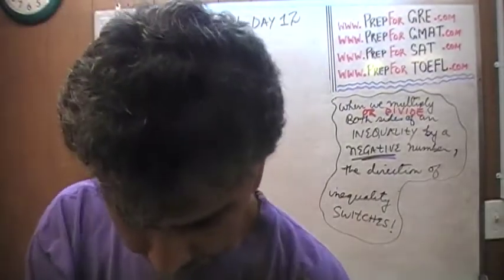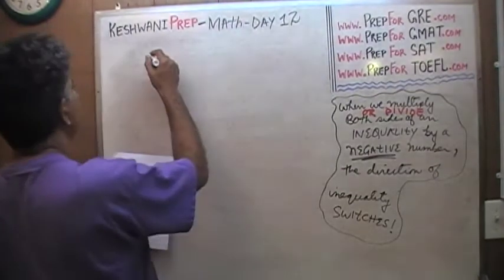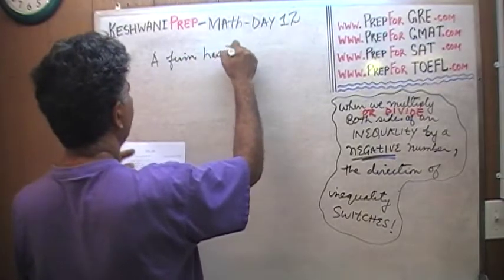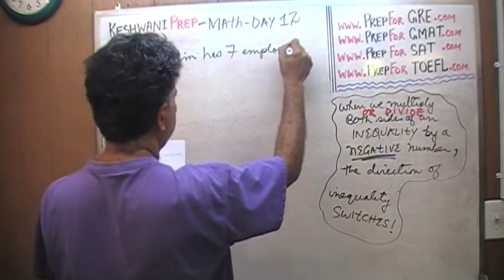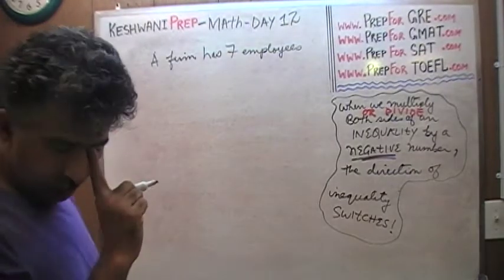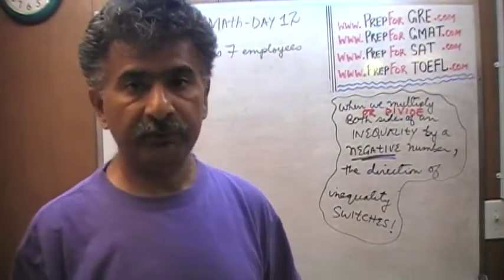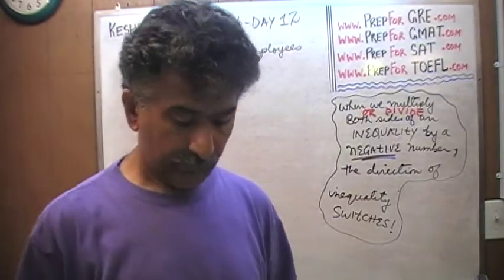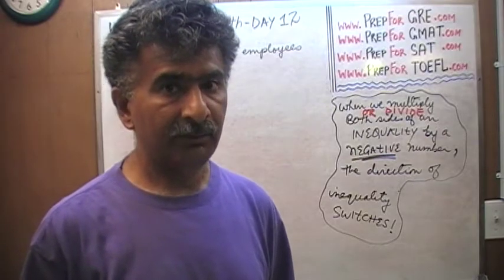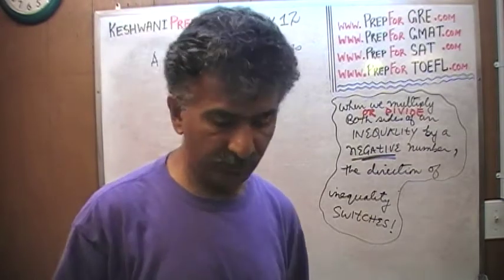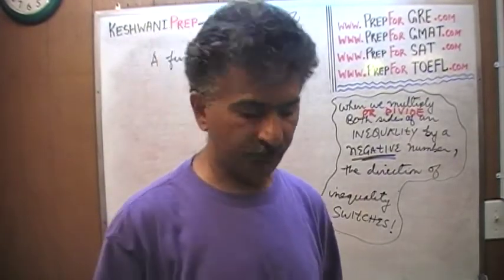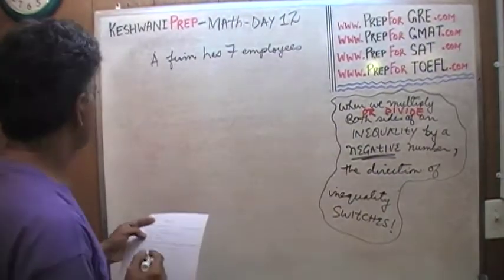The question is very simple, very straightforward. A firm has 7 employees. Now whenever I make a comment that the question is very simple, very straightforward, that is all it means. It means the question is very simple and very straightforward. That is not necessarily the case with the answer. I just said the question is very straightforward. Whether or not the answer to that question is going to be very straightforward and simple is a different story in itself.